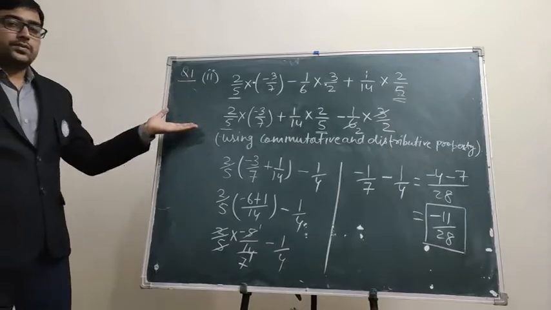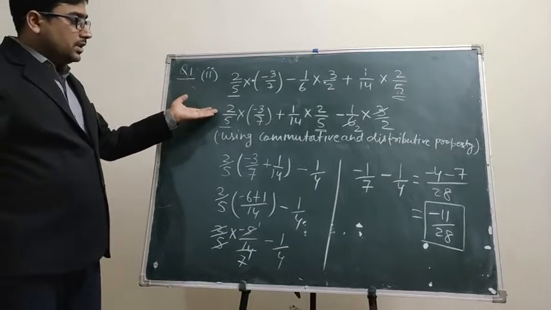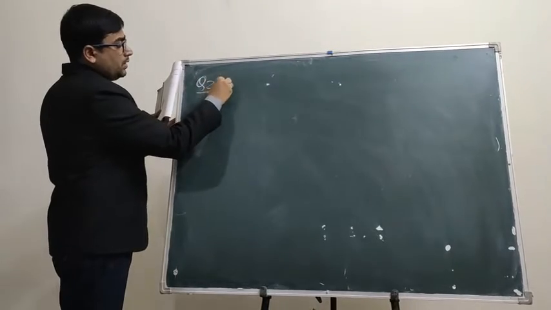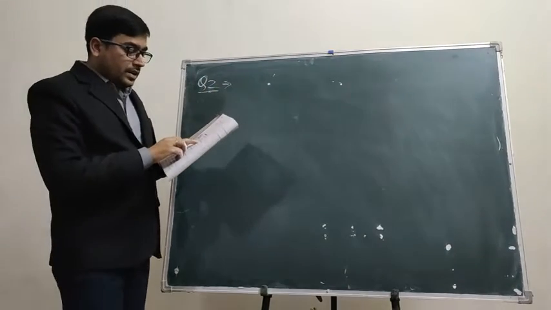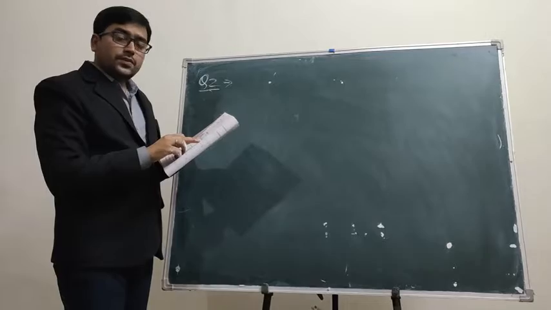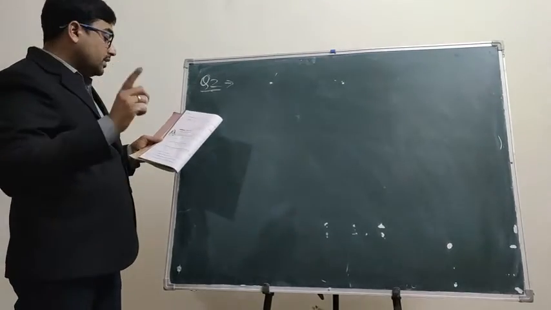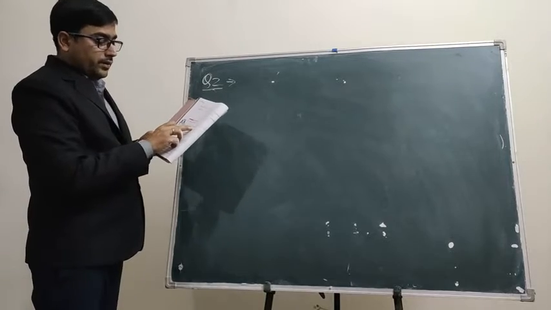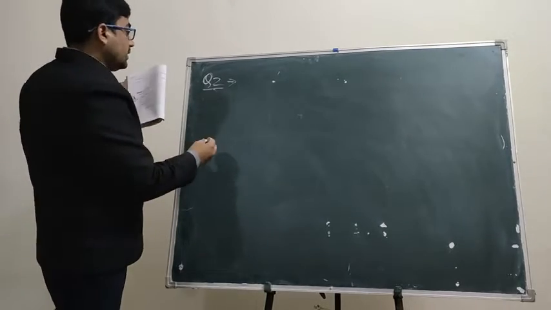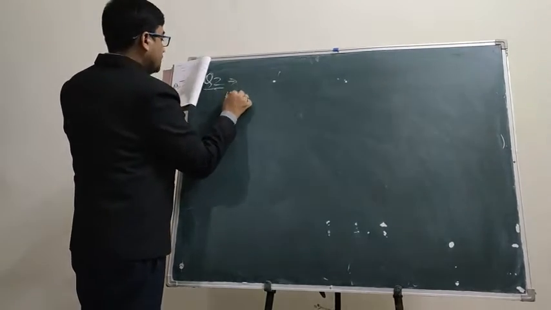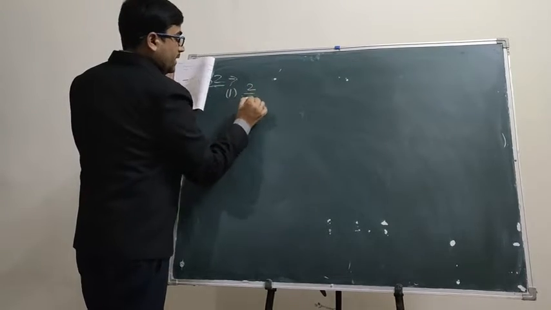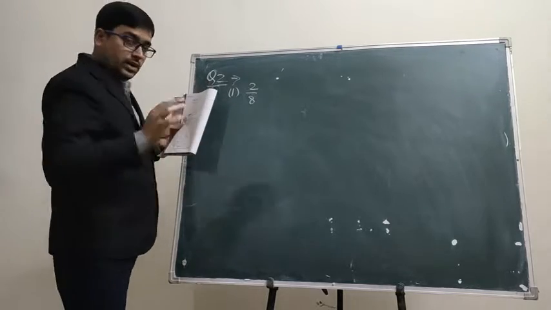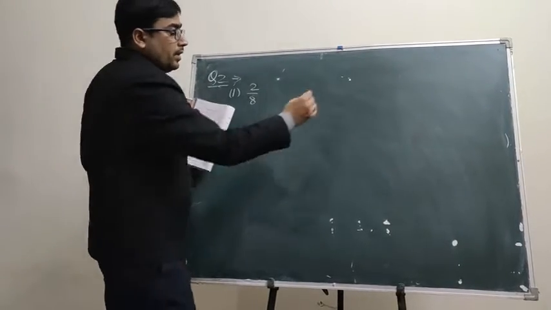Similar type of question. Its previous question is like the same. Question number 2: Write the additive inverse of each of the following. You can see the question from your book. Write the additive inverse of each of the following. First question, question number 2, first question: 2 by 8. How can you solve this type of question? We already learned. What did we learn?